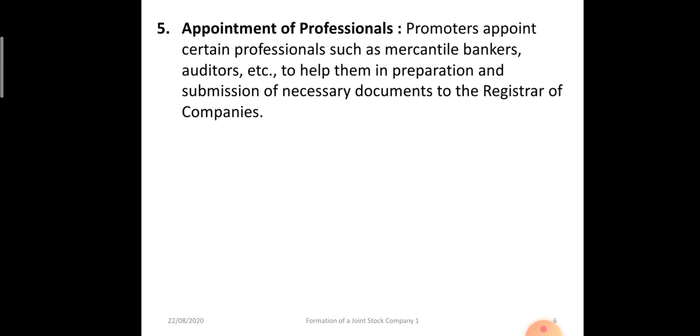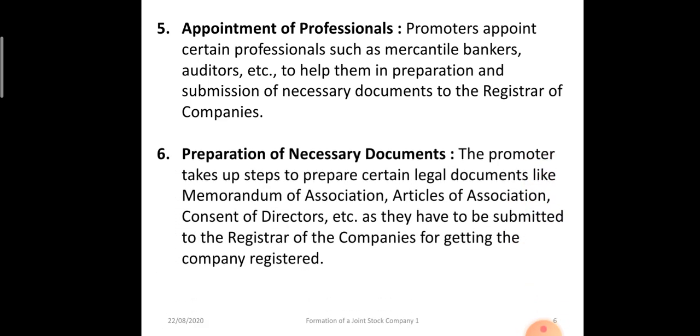Appointment of professionals. Now see, I already discussed, a lot of legal formalities are there, a lot of documents have to be prepared for issuing shares. Certain steps are to be followed for which the experts give guidance. So the promoters have to appoint certain professionals like mercantile bankers, auditors, brokers, underwriters, who help in the preparation of the necessary documents which are to be submitted to the Registrar of Companies. Once the professionals or consultants have been appointed, they will help the promoter to prepare certain documents like memorandum of association, articles of association, consent of the directors, and these documents are to be submitted to the Registrar of Companies for getting the company registered.